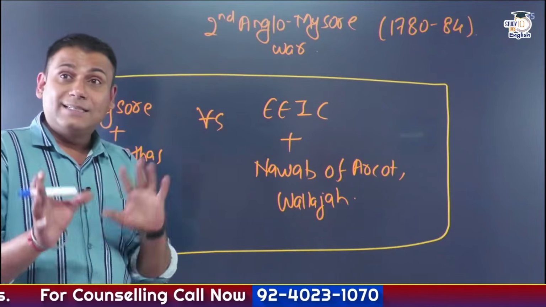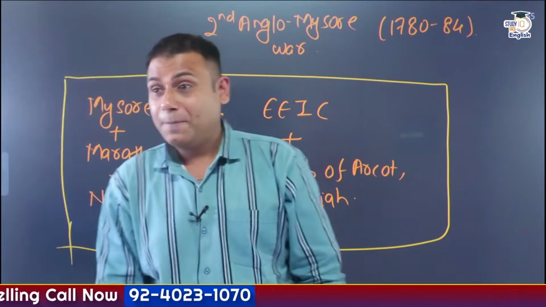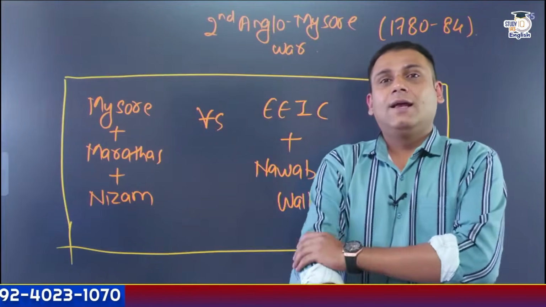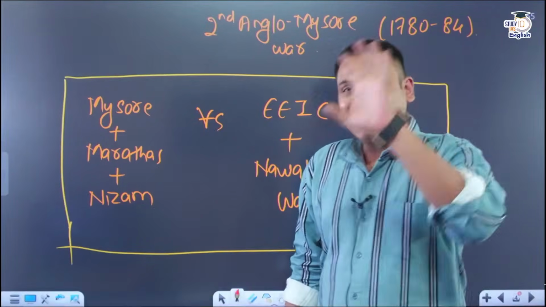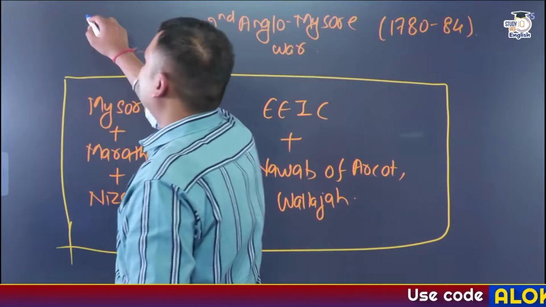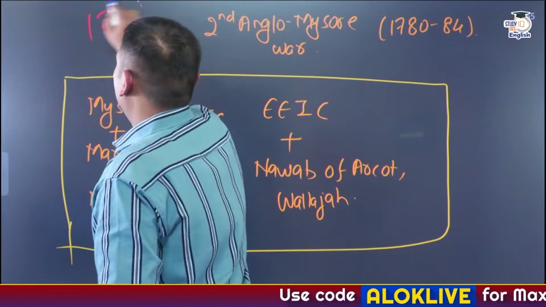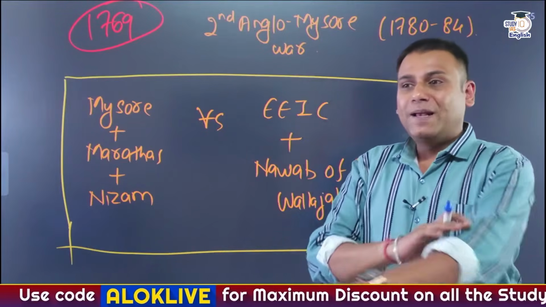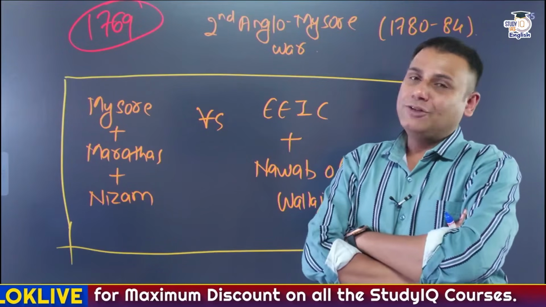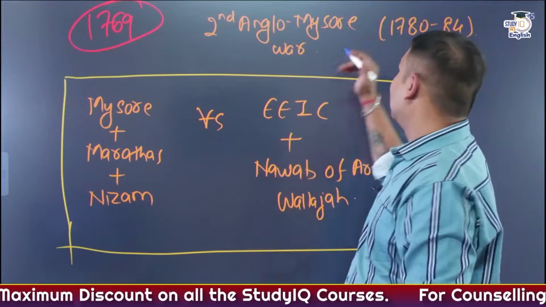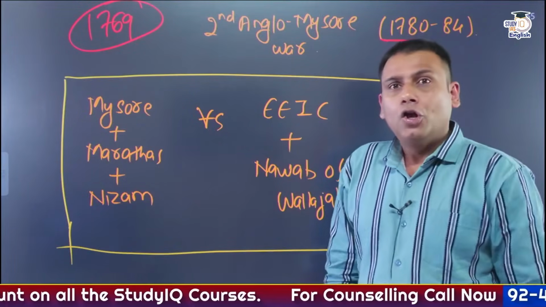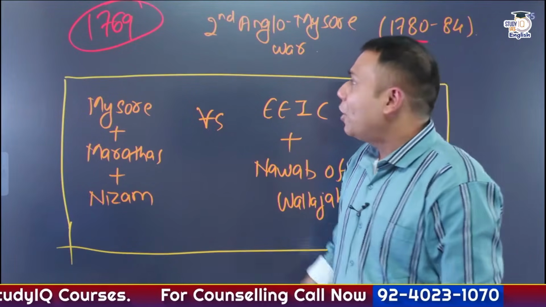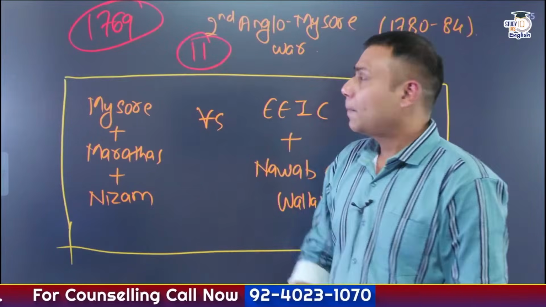Now the alliance specifically has changed here. And how the alliance has changed, let's understand. Now the First Anglo-Mysore War ended in 1769 with the Treaty of Madras. And specifically, the Second Anglo-Mysore War will initiate in 1780. So what happened within this span of 11 years?